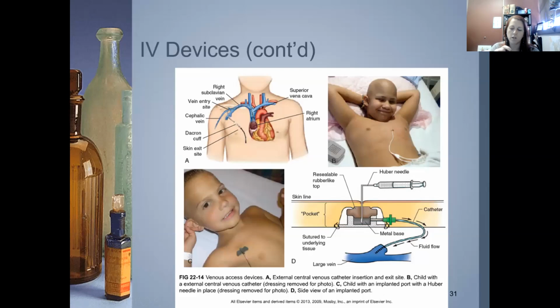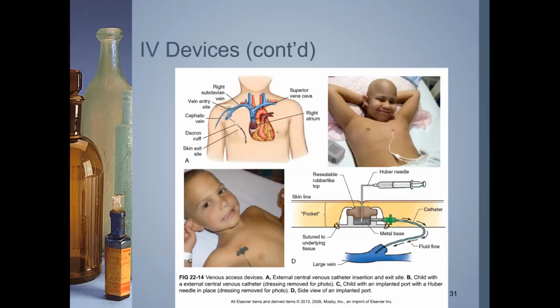The power ports are usually a triangle shape. So when you're palpating it, it's a triangle underneath the skin versus the circle shape for the regular ports. That helps us differentiate between the two. It'll also be documented in the chart when it was placed, what type of port it is, and what size it is.